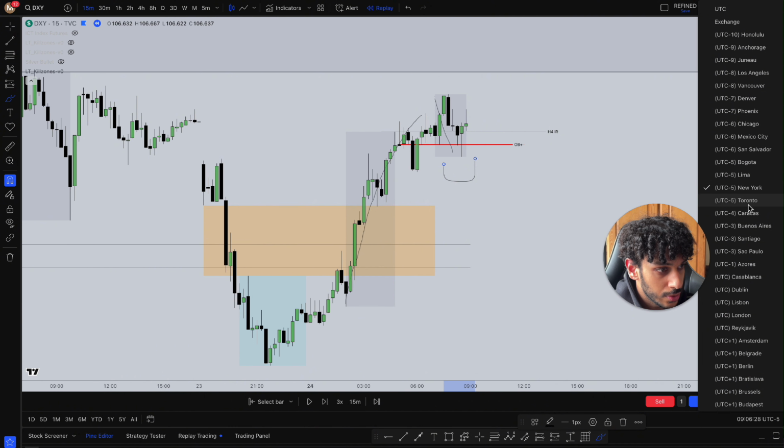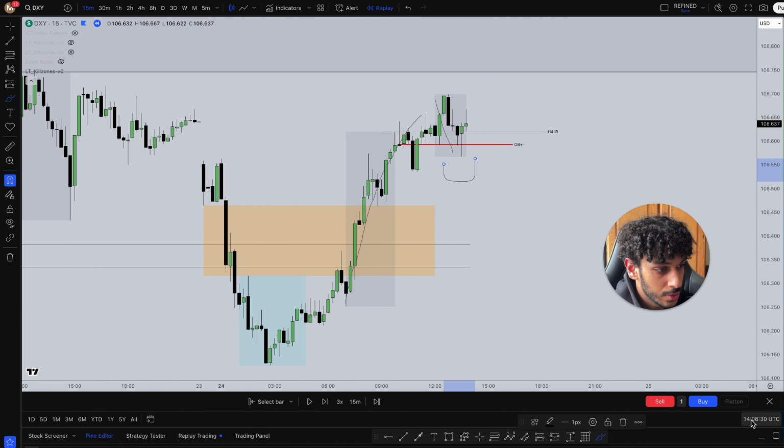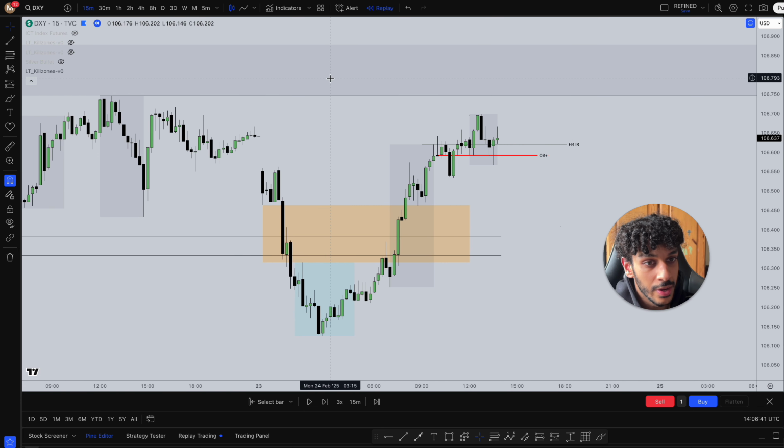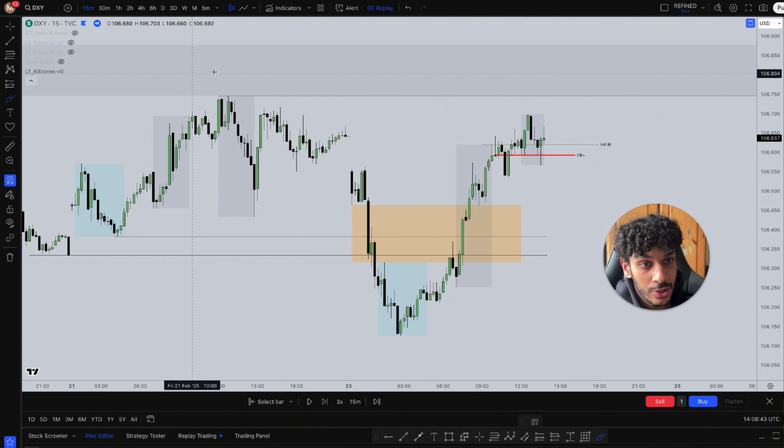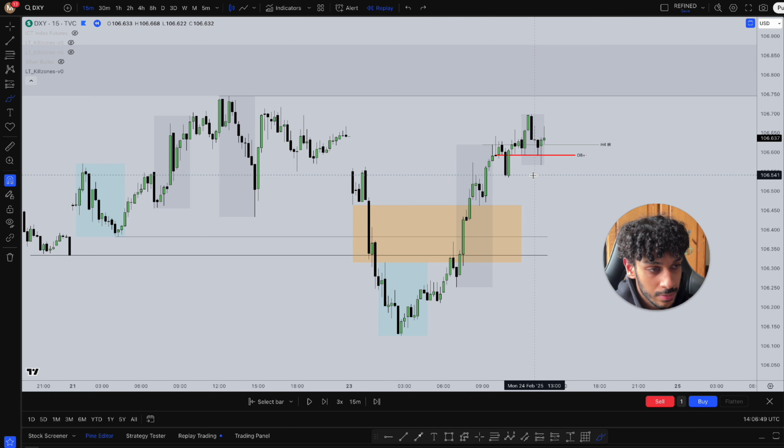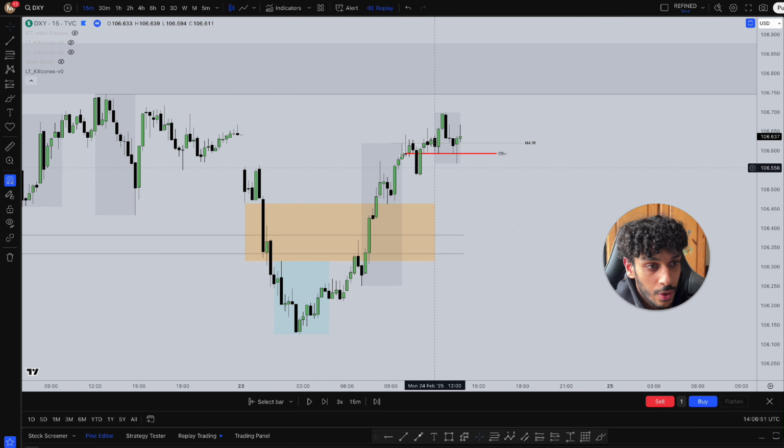Let's go back to, there we go, that's Lisbon. So, like I said, London gives us that impulse on the day. That's effectively telling me, okay, cool. If London has impulse and my draw is still available, then I'm going to look for a continuation during New York. Pretty much.